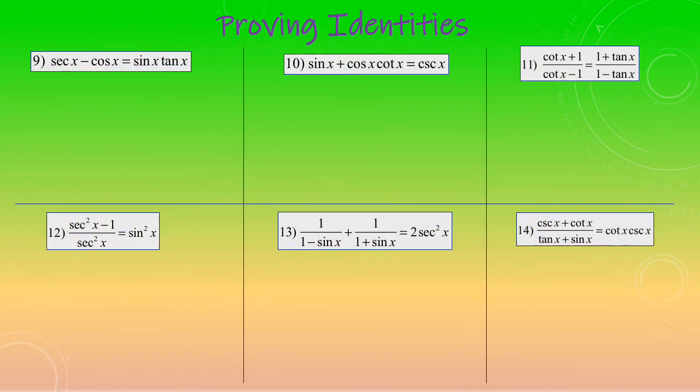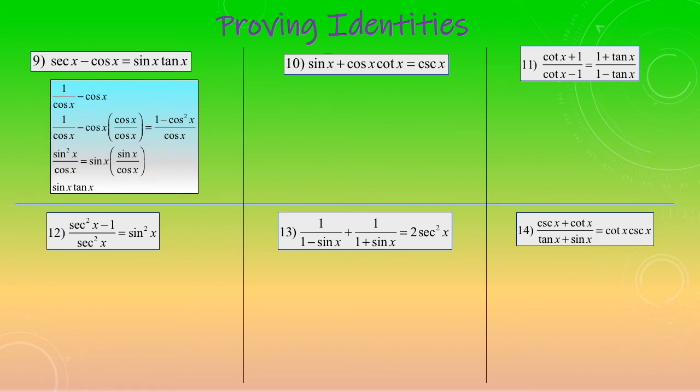In problems 9 through 14, we continue with proving identities, with some of these problems a little bit more difficult. One of the conventions we use in proving identities is we choose a side to work on and then work downward. In several of these problems, I choose to violate that convention because of space considerations.